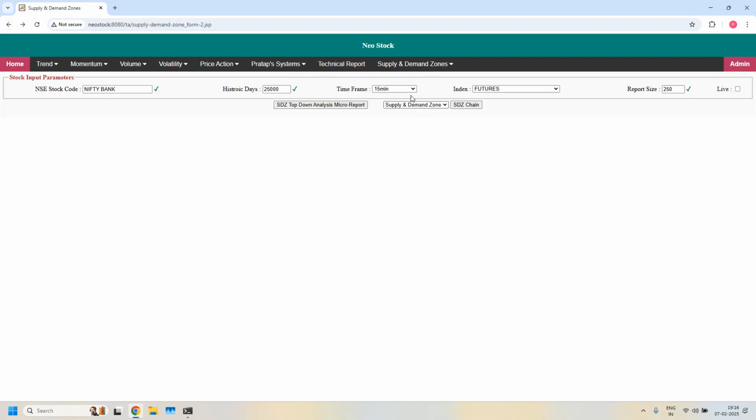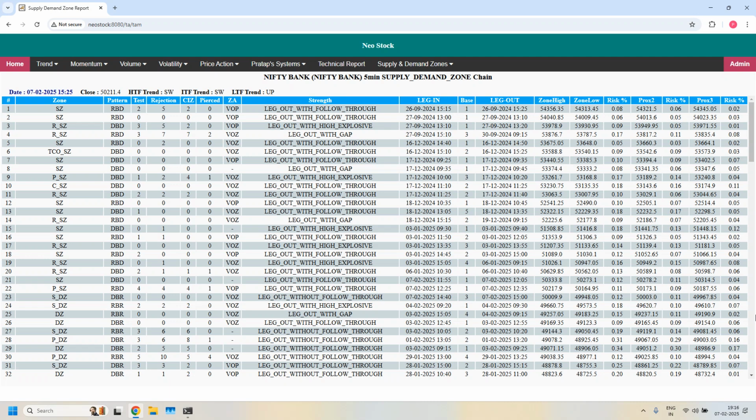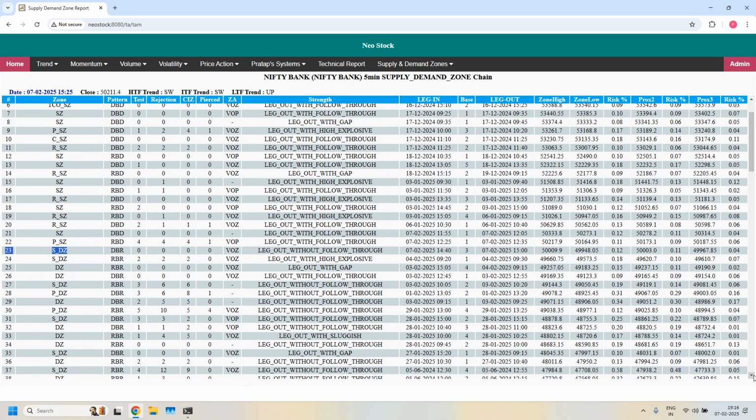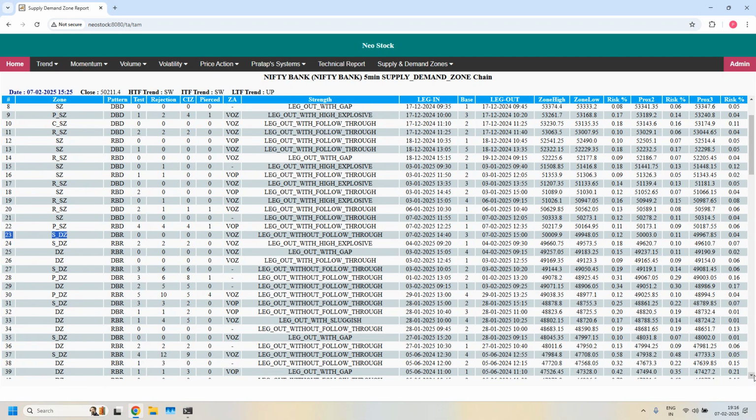Next, 5 minutes supply demand zone chain for Bank Nifty. Twenty-third is the nearest 5 minutes demand zone. Let me put it in the center. So this is about Bank Nifty supply demand zone chain. So this is about Nifty and Bank Nifty supply demand zone chain.